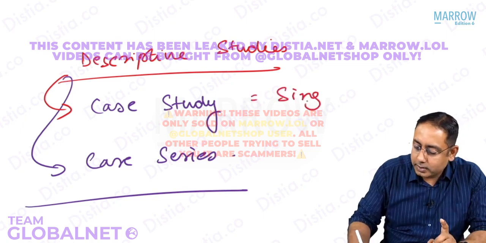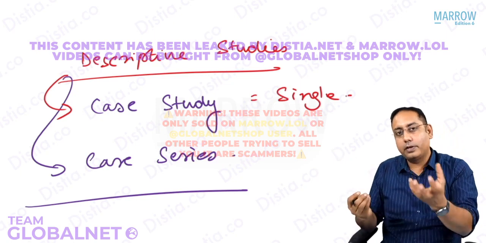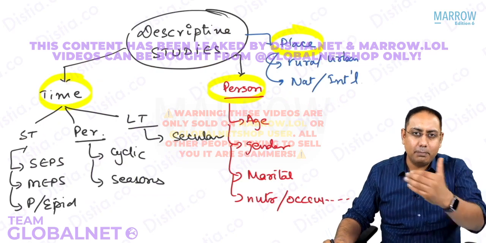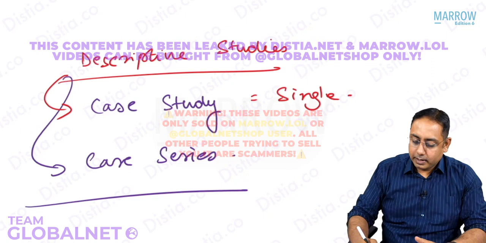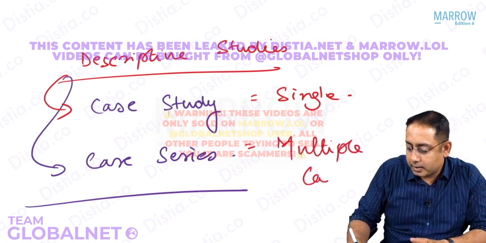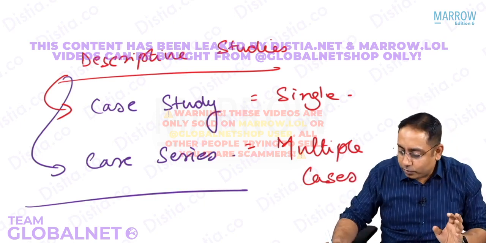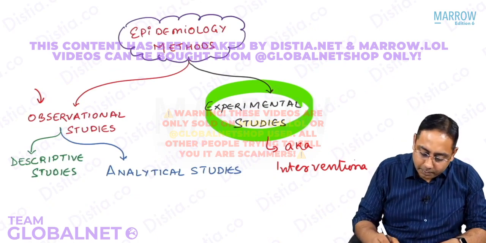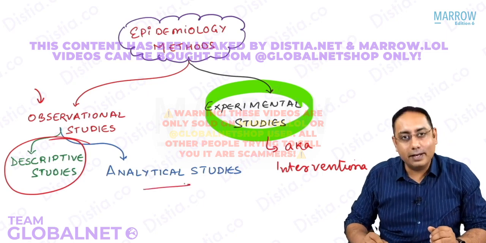If only a single case is taken, say one 40-year-old male comes to us, we try to find out what disease happened, when did the disease happen: time, place, person distribution. All this is called a case study. In a case series, you are going to take multiple cases. Multiple cases will be studied in a case series. So that's the only point for you to know. With that, we have finished this topic on descriptive epidemiology observational studies. In the next video, we are going to learn about the analytical studies.